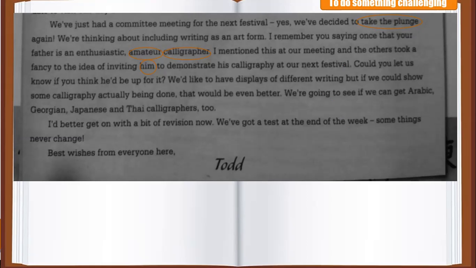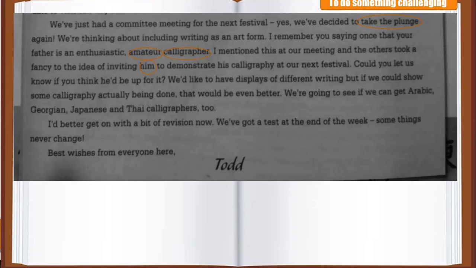Could you let us know if you think he'd be up for it? We'd like to have displays of different writing, but if we could show some calligraphy actually being done, that would be even better. We're going to see if we can get Arabic, Georgian, Japanese, and Thai calligraphers too. I'd better get on with a bit of revision now. We've got a test at the end of the week. Some things never change. Best wishes from everyone here. Todd.